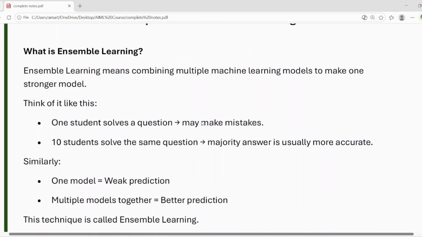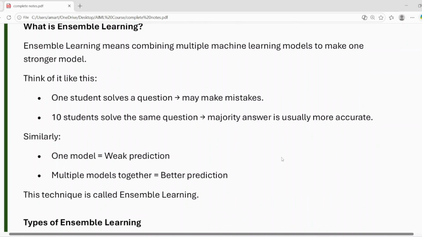Think of it like this. One student is solving a question, okay? Then there is a higher probability he can make mistakes, okay? Now 10 students will solve the same question, okay? Then what will happen? The majority answer is usually more accurate, okay?